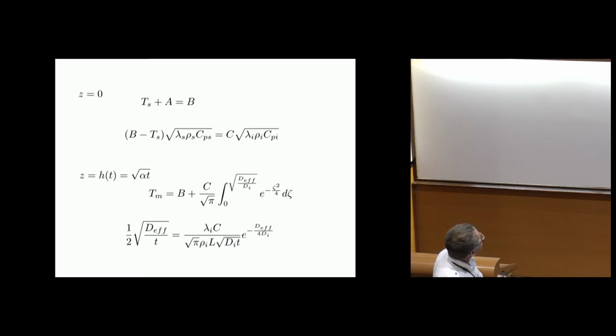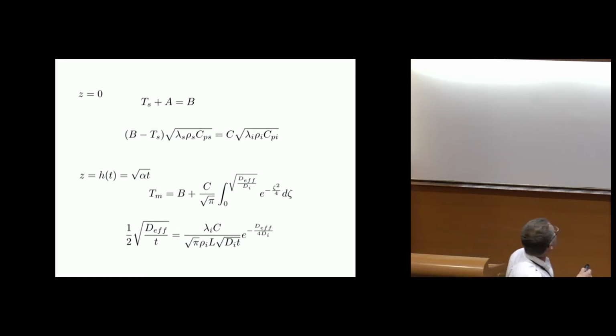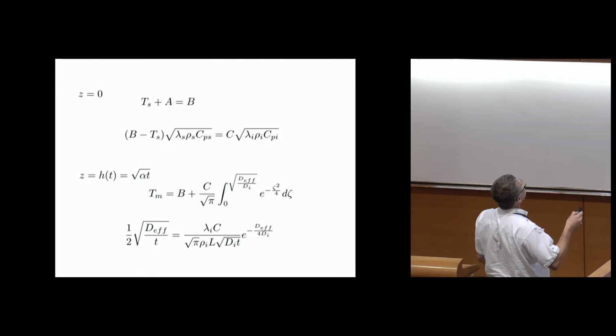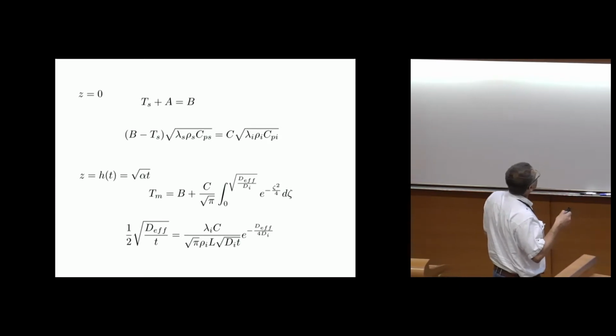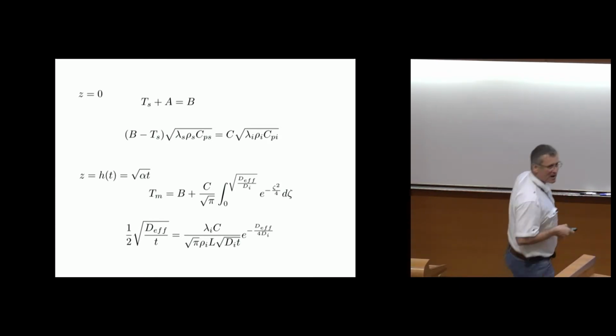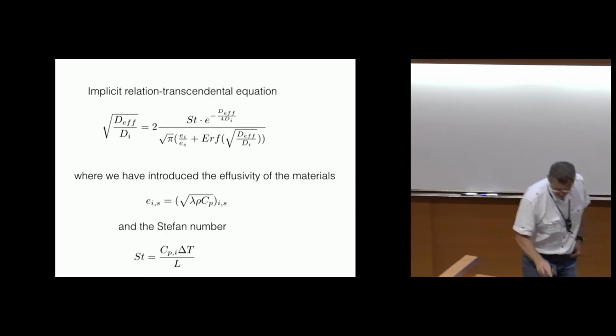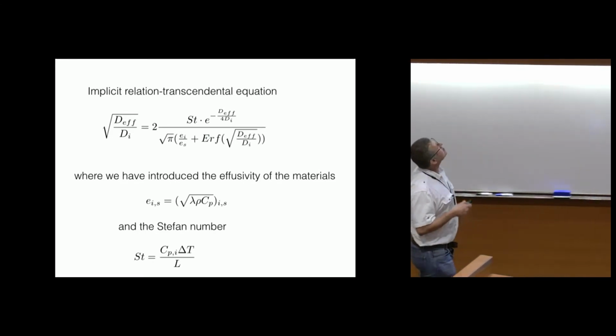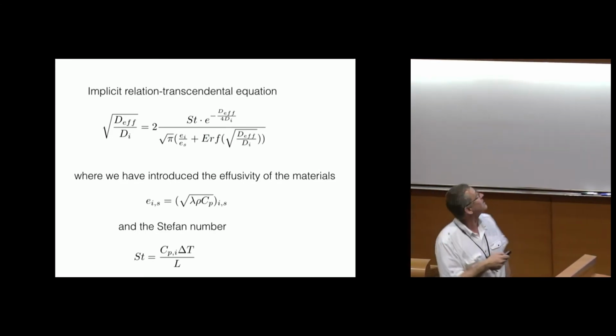Then you have another condition, which is at the moving front, which goes like the square root of, sorry for that, df of t, and you have these two boundary conditions. So you see we have 4 unknowns, A, B, C, and df, and we have 4 equations, so we are happy, we can find a single solution. And actually, this single solution is where we get this transcendental equation.